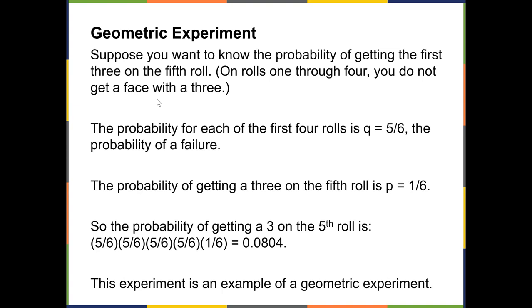So if we look at the probability of getting a 3 on those 5 rolls, remember these are independent. The probability of what you get on the first roll doesn't affect what you got in the second roll, etc. So we can multiply these probabilities together. So this is the probability of not 3 on the first roll, not 3 on the second roll, not 3 on the third roll, not 3 on the fourth roll, but finally getting a 3 on the 5th roll. Multiply those all together and you get about 0.0804. This is a geometric experiment.